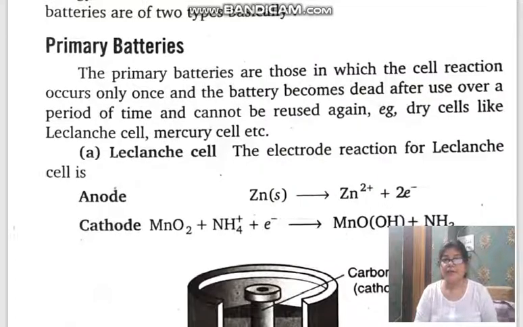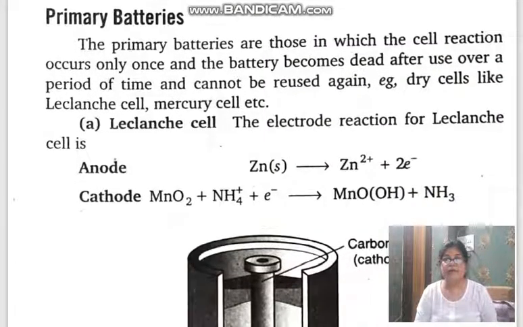Now we learn one by one. Now what is a primary battery? Primary batteries are those in which the cell reaction occurs only once. So all those batteries in which the cell reaction occurs only one time, and the battery becomes dead after use over a period of time. And after some time the battery becomes dead.